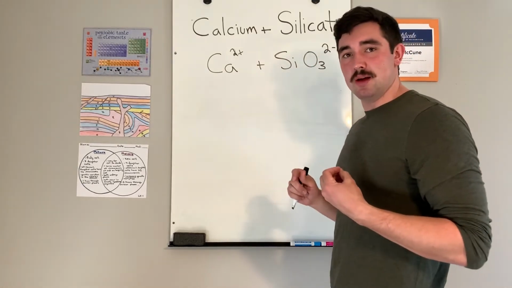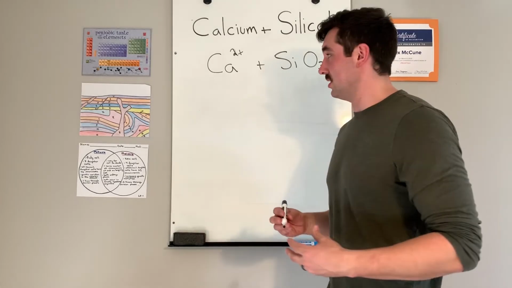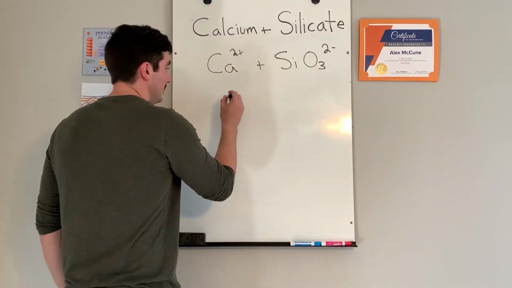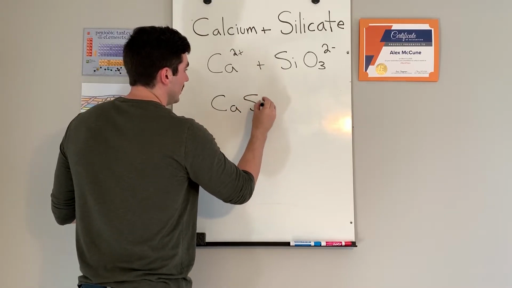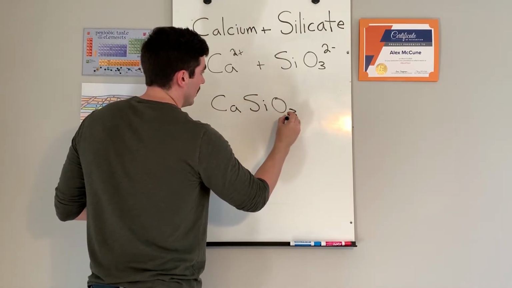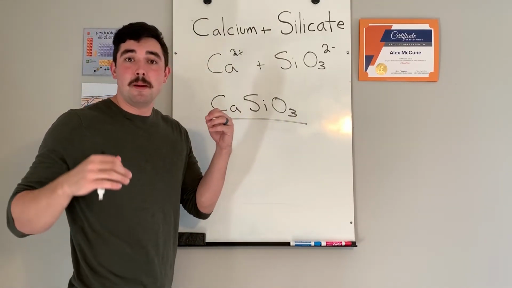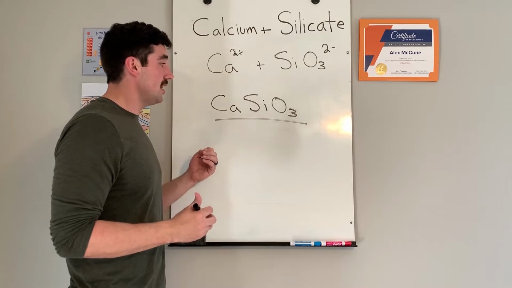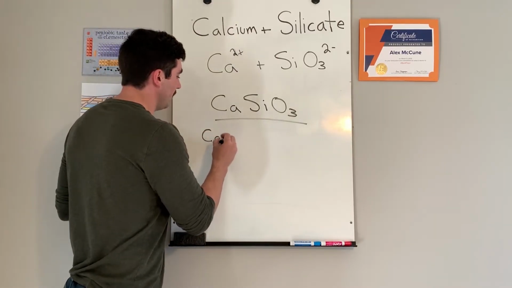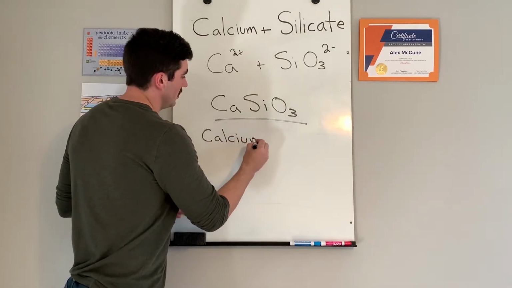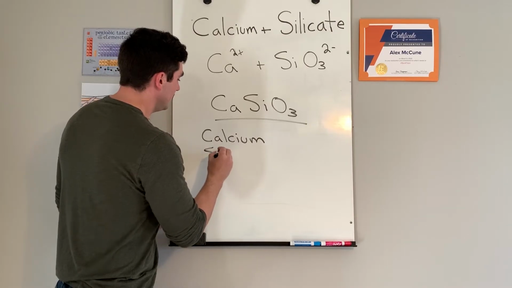The charges match up, and we know from our other experience with ionic bonding that we don't need to do anything extra with this. And so when we finalize this, we say it's going to be calcium silicate. That is our bonded ionic structure. That is a polyatomic with a monatomic. We're still going to call this calcium, naming the cation first, and then we simply name the polyatomic ion as silicate.